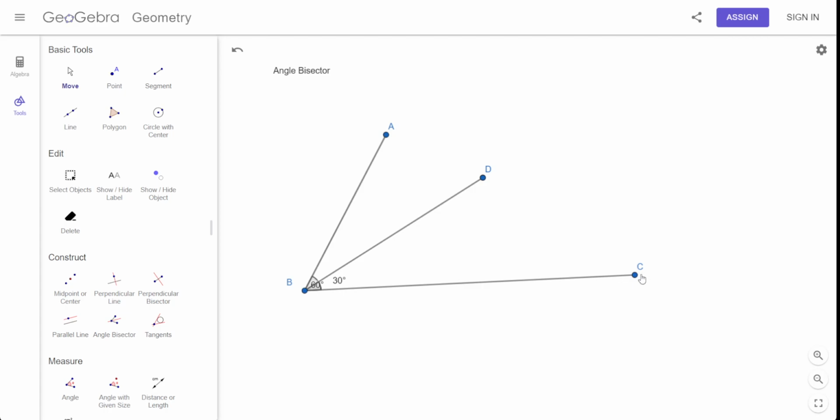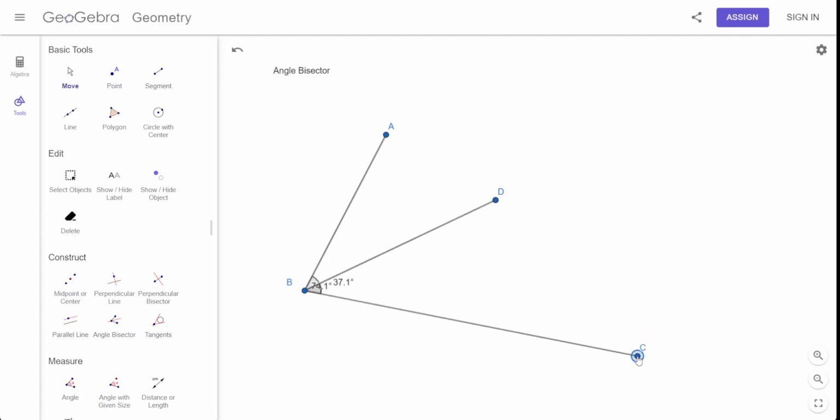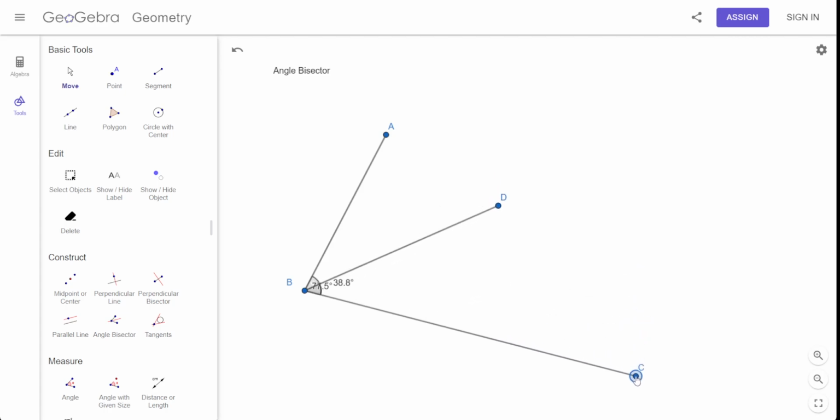Check this out. What if I move it around? What if I make that like 80 degrees? Let's try to get it right at 80. And there we go. Look what it did. It made that angle bisector what? 40 degrees. All right? So that's all I wanted you to see. Well, it's not all I wanted you to see, but let's do one more thing.